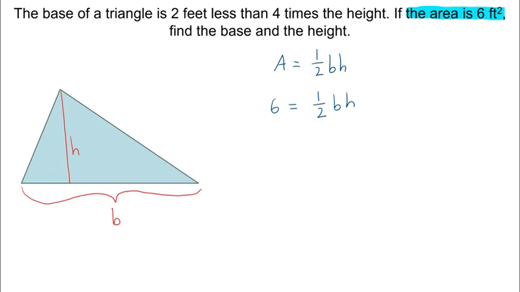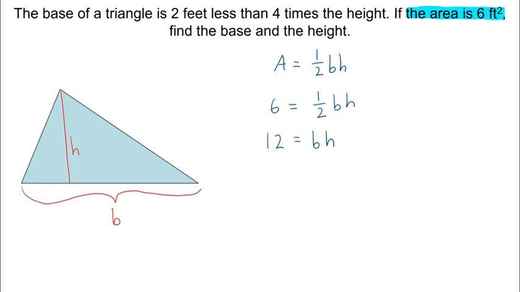Now, for simplification purposes, I'm going to multiply both sides of this equation by 2 to get rid of the 1/2 on the right side. If we multiply the left side by 2, we get 12. And if we multiply the right side by 2, 1/2 times 2 is just 1, and we just have base times height. So we know in this particular example that the base times the height has to be 12.